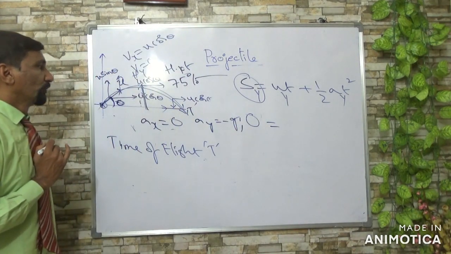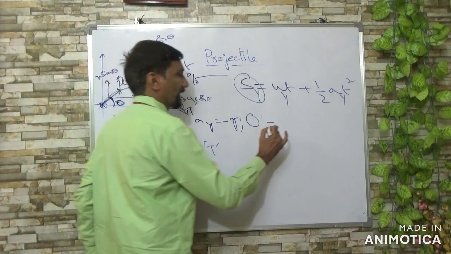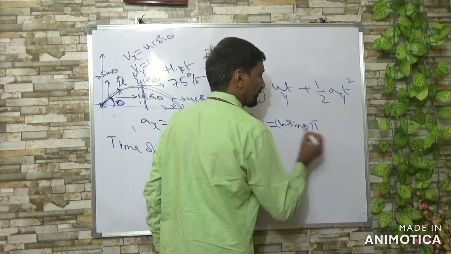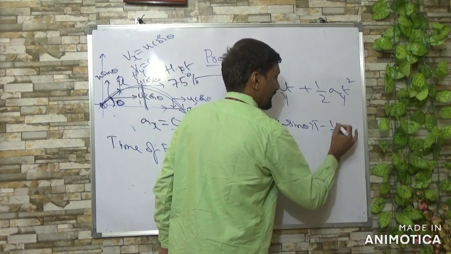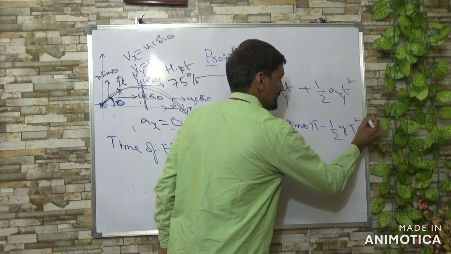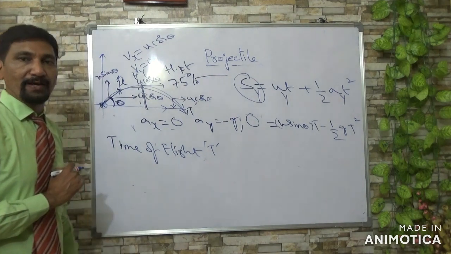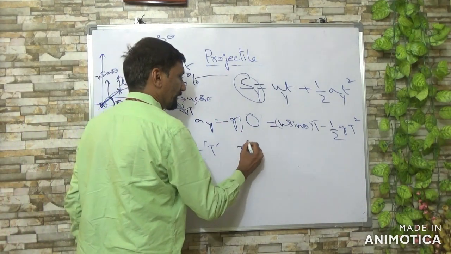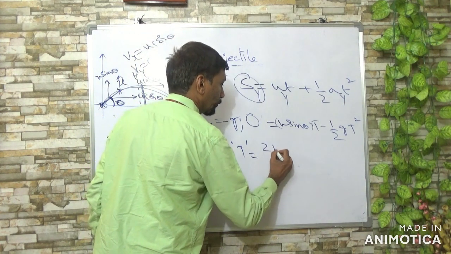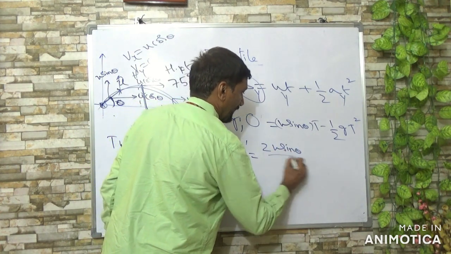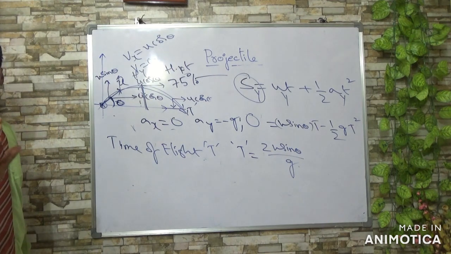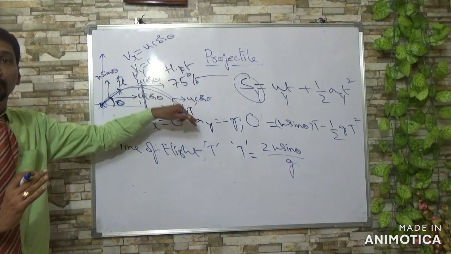And u y, that is u sin theta into capital T, minus half g t square. So T you can take common now, and if you take it out, then capital T equals 2u sin theta by g. So that is the total time taken by the projectile.